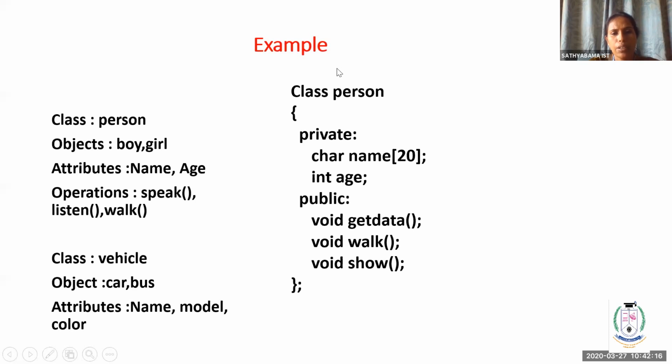See, for example, we are specifying class as a keyword and person as a class name. The class name is person. And under that, we have to specify the data members as well as member functions. So the data members of this person class are the name of the person and age of the person. These are the data members of your person class. And also we have the member functions called getData, walk, show. These are the functions of your person class.